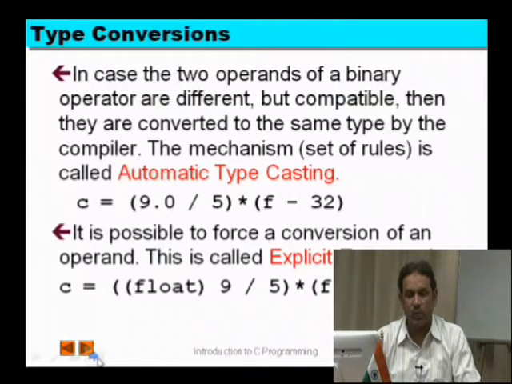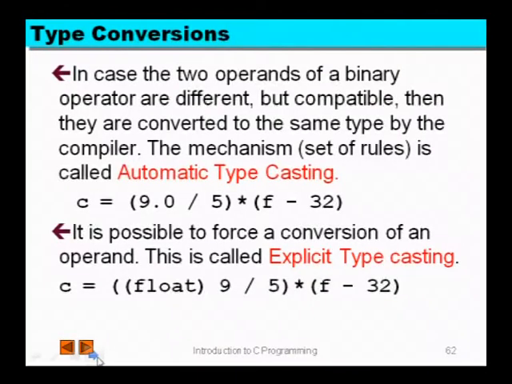For that, the compiler is going to convert automatically. That is what we call automatic type casting. In case the two operands of a binary operator are different but compatible, in the sense that one can be converted into the other, it may be integer to float, float to integer, or float to double, and so on.